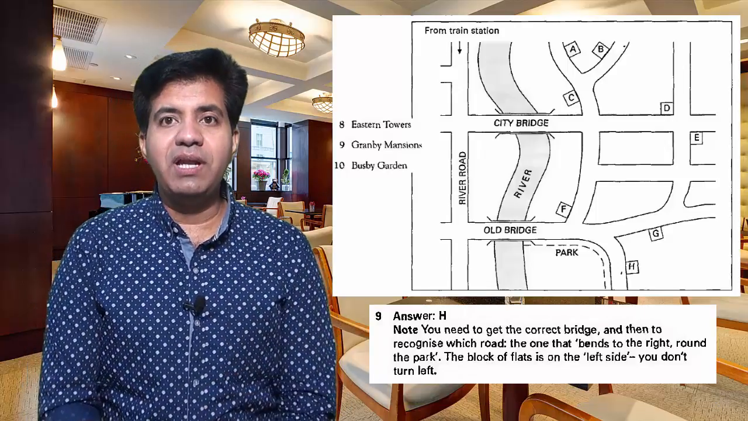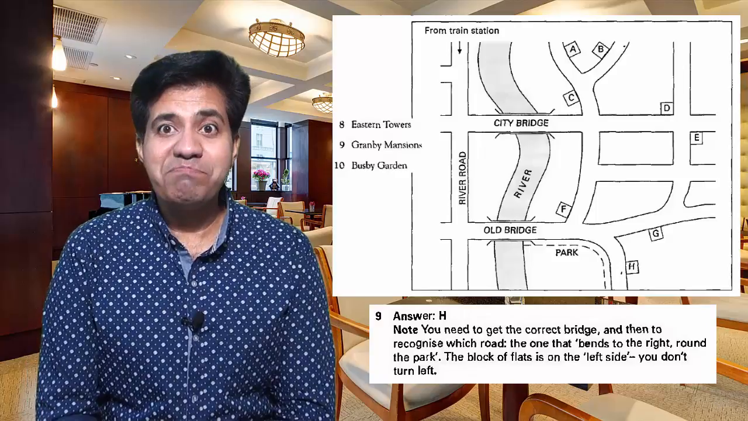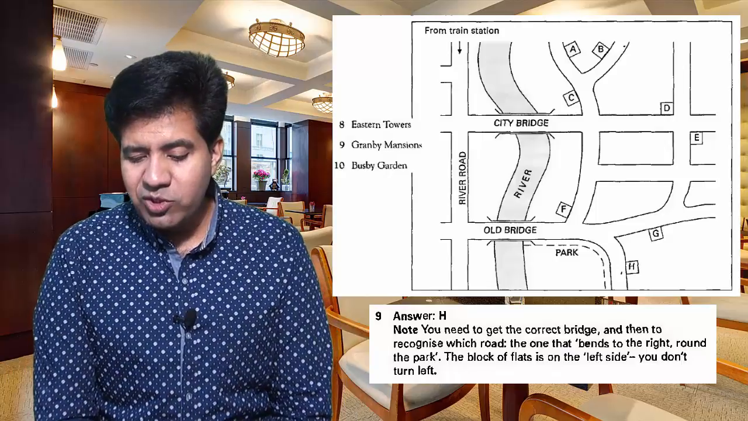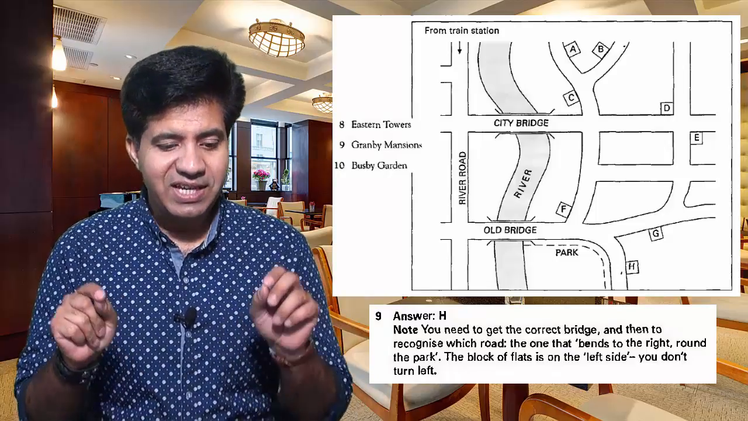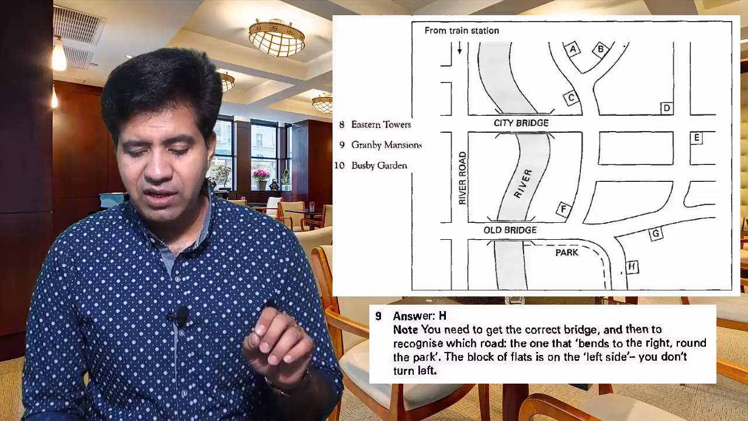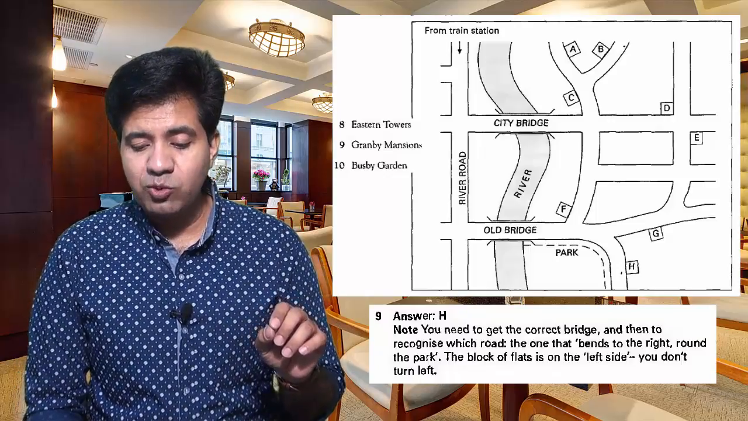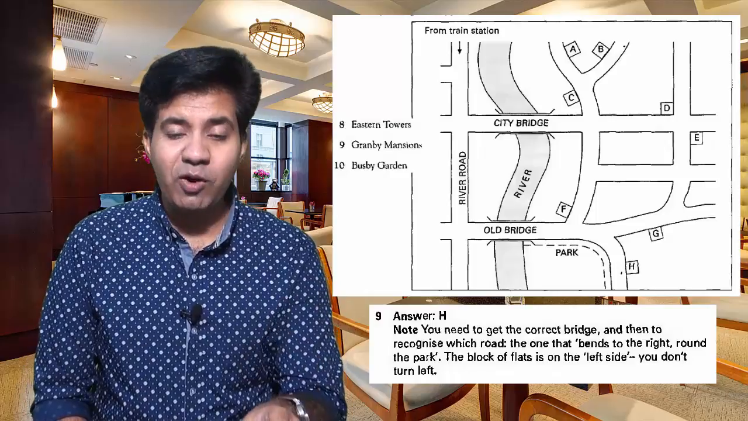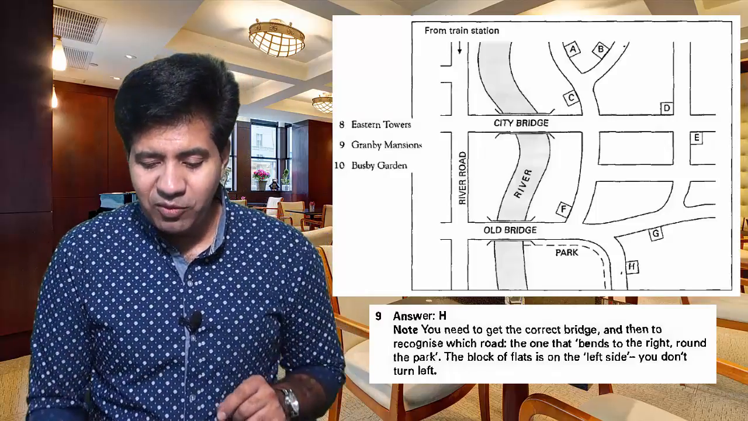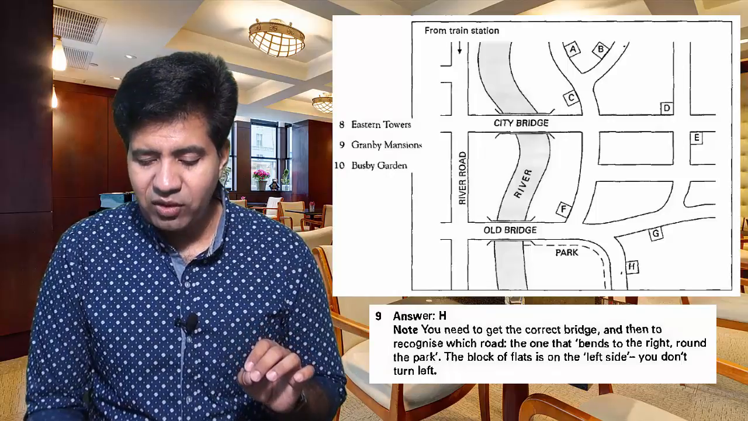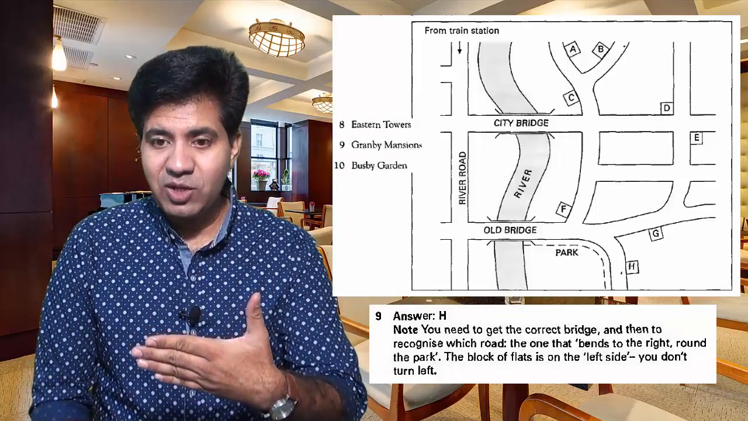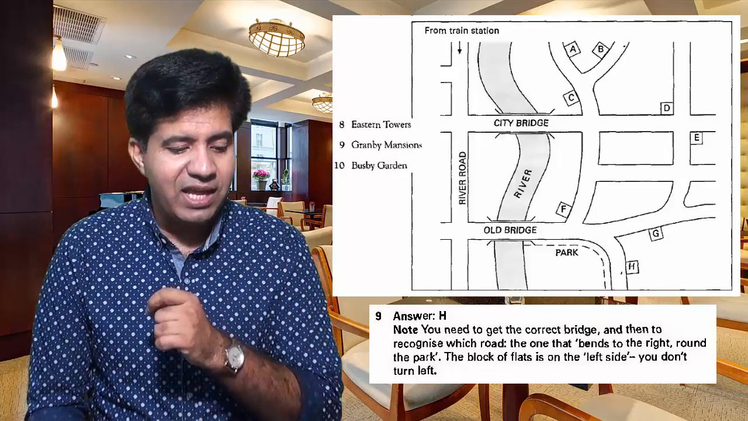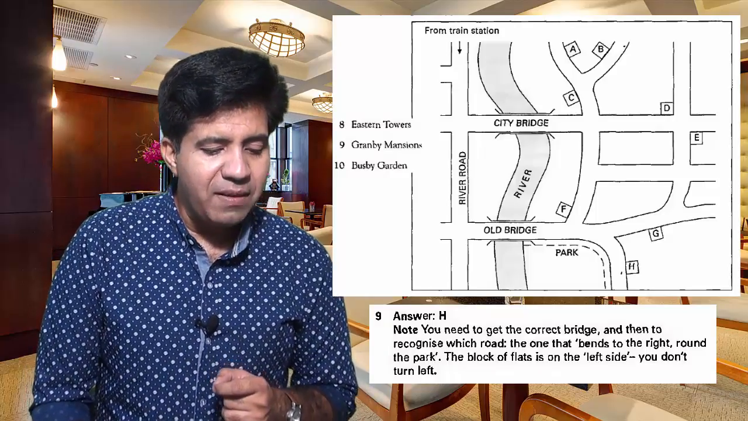Let's go on. Question number 9. What did you write? H? Good. That's the right answer. For question number 9, the correct answer is H. Note, you need to get the correct bridge. The first thing, you need to get to the correct bridge and then recognize which road. The one that bends to the right round the park. Now they told you about the park. The block of flats is on the left side. You don't need to turn left. It is on the left side actually. And that is H, Granby Mansions.